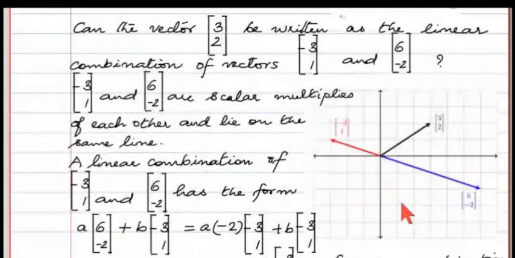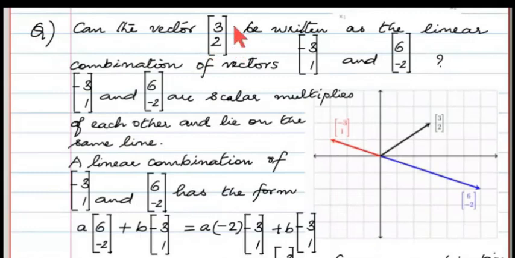The next question. Can the vector (3, 2) be written as a linear combination of the vectors (-3, 1) and (6, -2)? Okay, (-3, 1) and (6, -2) are scalar multiples of each other and lie on the same line. Look at this graph. This is (-3, 1), and this is (6, -2). They will be on the same line.